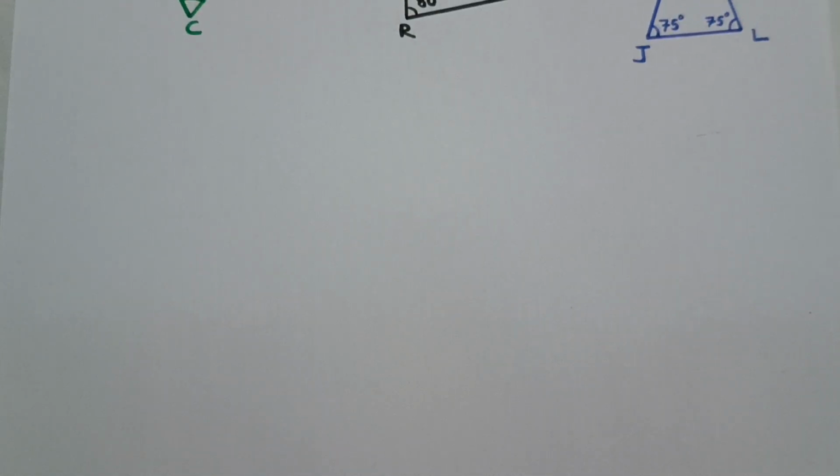So in this video, I will tell you how to find out which of the two sides are equal and which of the two angles are equal in an isosceles triangle. So let us start this video.